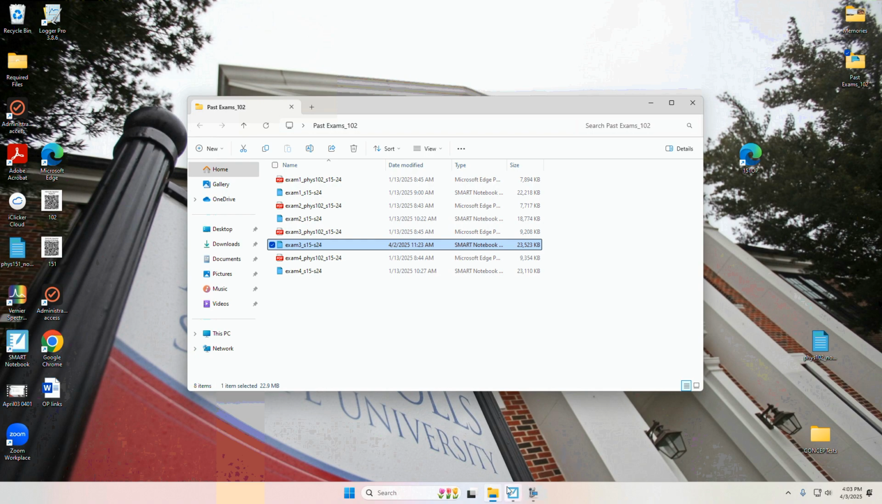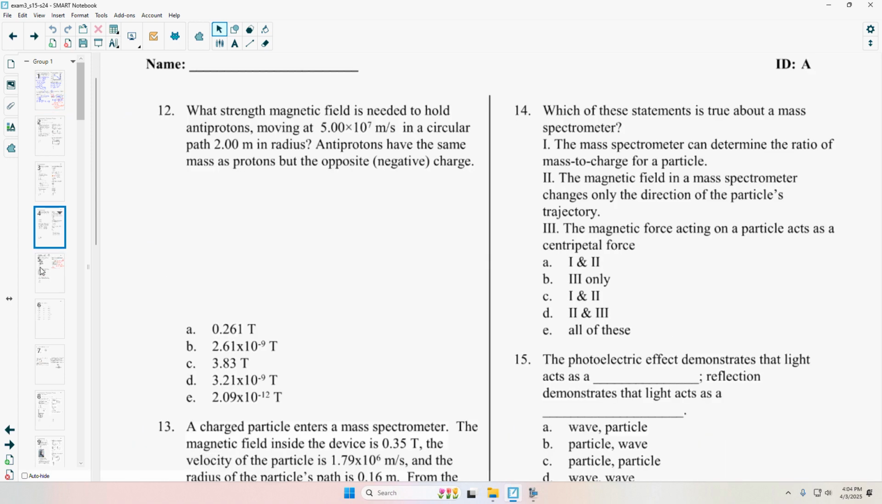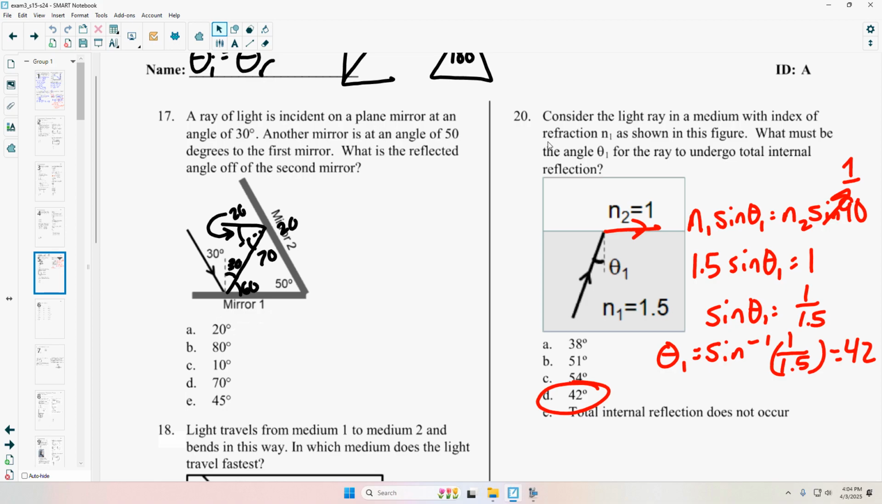I'm going to start with question 20 on spring 24. Address that. Okay, this is a problem that we've worked before, but I think the question was really about if I have a total internal reflection, do I have to move from high to low or low to high? Total internal reflection only occurs when you move from a high index of refraction to a low index of refraction. The reason for that is that as I have total internal reflection, I have a light ray that comes in.